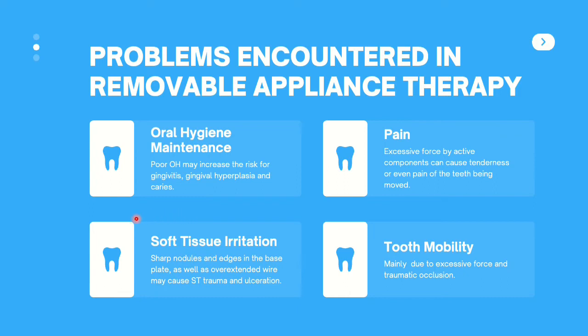And then this kind of treatment using removable appliances also may cause soft tissue irritation. Any sharp nodules or edges in the base plate, as well as overextended wire, may cause soft tissue trauma and ulceration. So if ulceration occurs, you can make some adjustment to the wire, and then you can also instruct the patient to put some bone jelly or any medication on the ulcer.